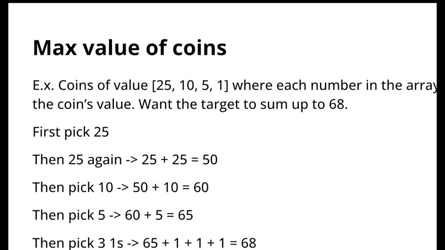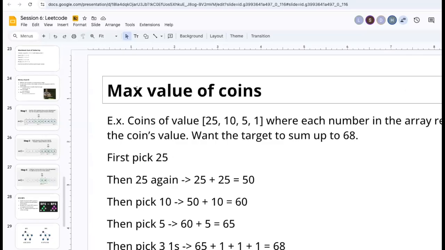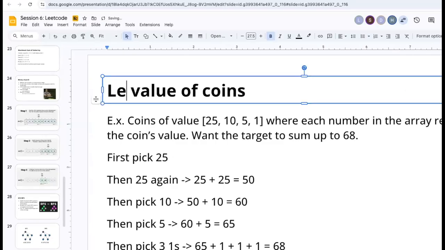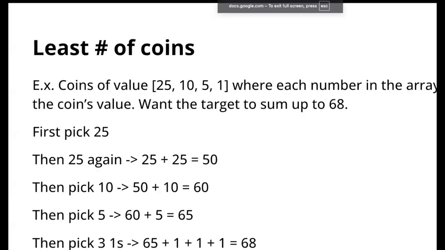Here's an example of it. So let's say you want to find, or I guess it's not the max value of coins, but the least number of coins that you need to sum up to 68. Or I can change that right now, actually. Okay. So basically you would want to find the least number of coins that sum up to 68.